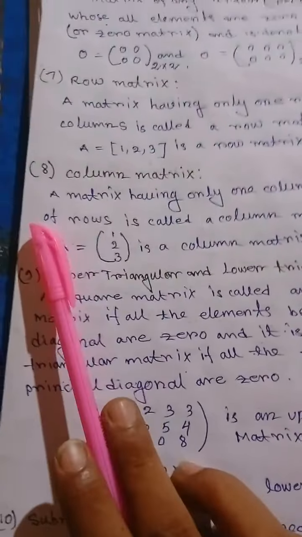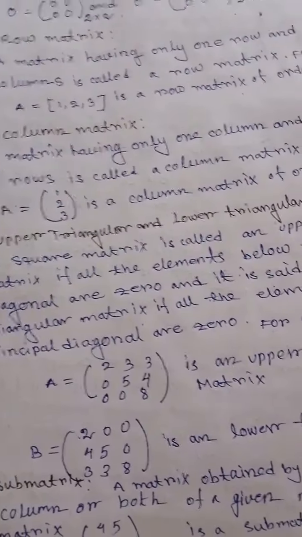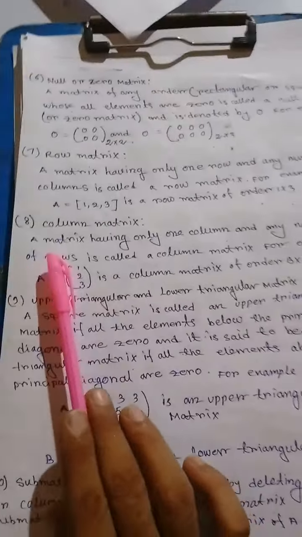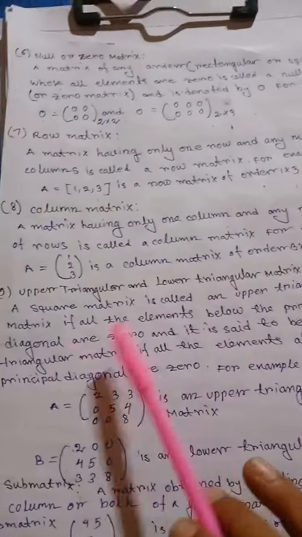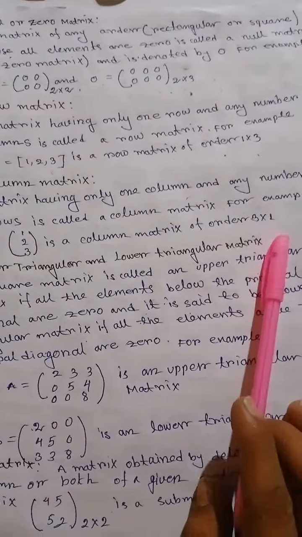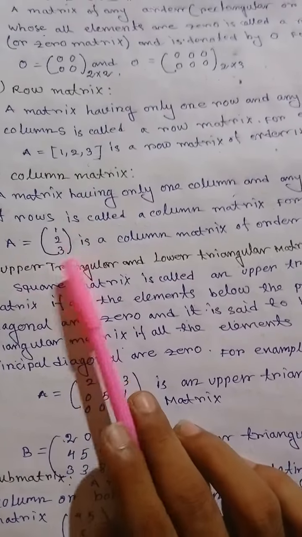Eighth type of matrix: column matrix. Definition of column matrix: a matrix having only one column and any number of rows is called a column matrix. For example, A with entries 1 2 3 is a column matrix of order 3 by 1, because here there is only one column and 3 rows.